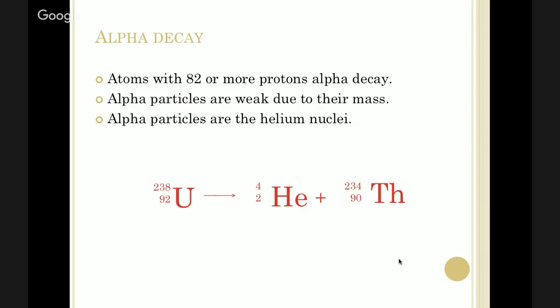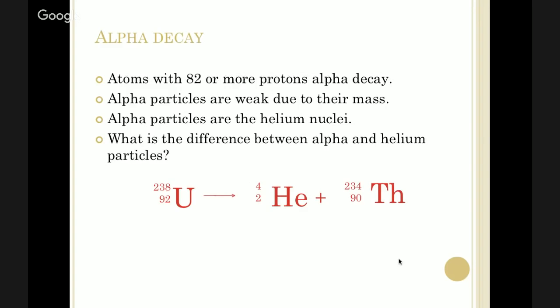Alpha particles are humongous, right? Compared to the beta particle that had no mass and the positron that had no mass, alpha particles have a mass of 4. You're losing a huge chunk. And because they're so big, they're really weak due to their mass. They can't penetrate your skin. They can't penetrate the walls because they're just too big.